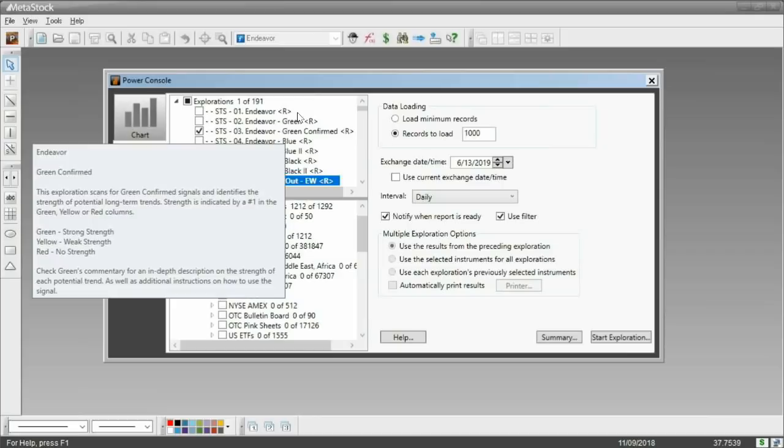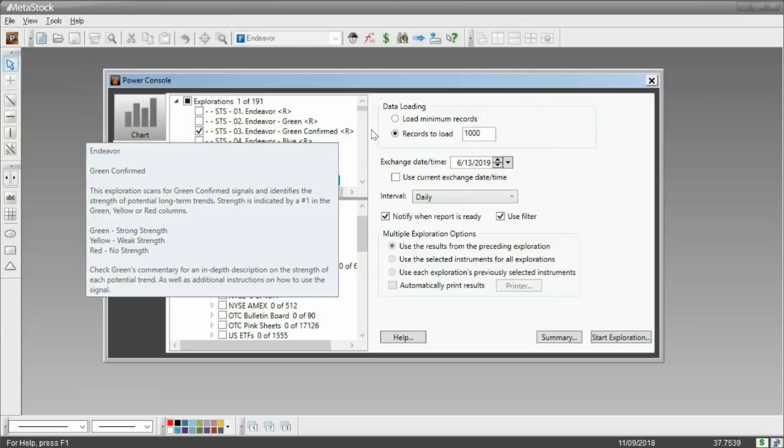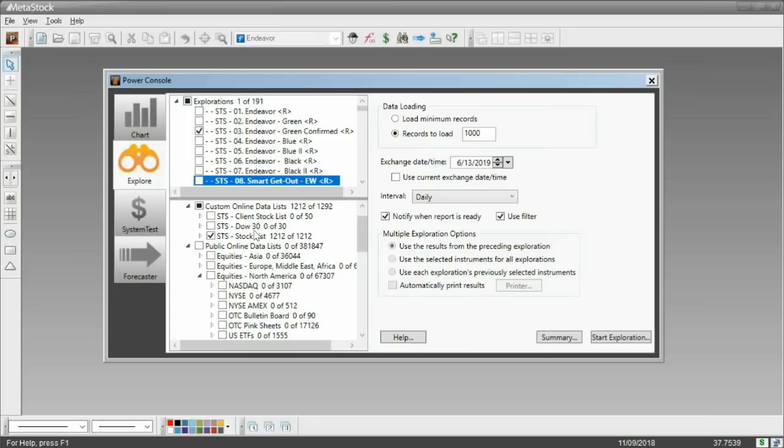Let's say that I want to run a report, so I want MetaStock to automatically find these for me. So I select Endeavor number three. Then I select my stock list. For me, I use a custom stock list. I trade pretty much exclusively 1,200 stocks. But if you don't have your own custom stock list, that's no problem. MetaStock gives you access to every stock in the NYSE, the NASDAQ, and the Amex. So you have 3,000 stocks here, over 4,000 stocks here, and then 512 stocks. Always enough to run a report and get some good quality stocks.